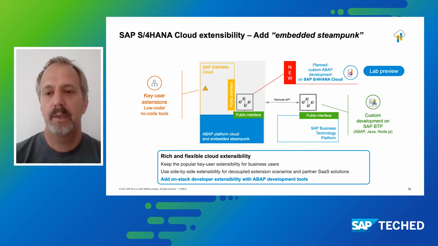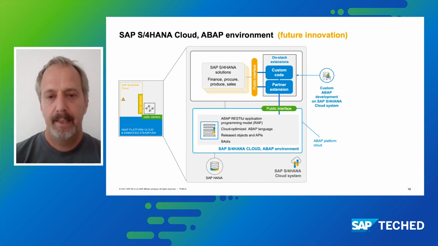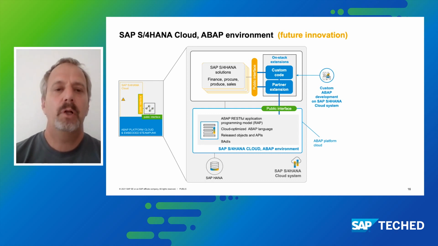BTP is absolutely the right choice for loosely coupled extensions, big partner solutions, bigger extensions. And now we add, for tightly coupled development projects, embedded steampunk. If you have a deeper look at this future innovation, our ABAP environment in S/4HANA Cloud, or embedded steampunk, then you see the following picture.